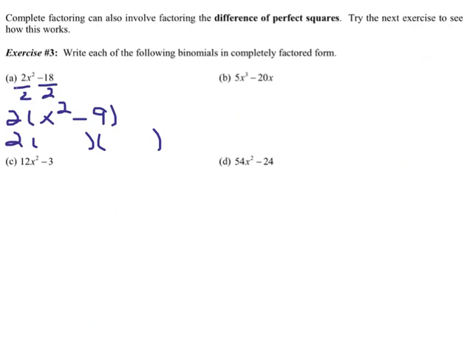So for my perfect square, we have our first term is x, we have a positive and a negative, and the square root of 9 is 3. So I have a 3. And that's factoring with my perfect square. I'm going to do one more.